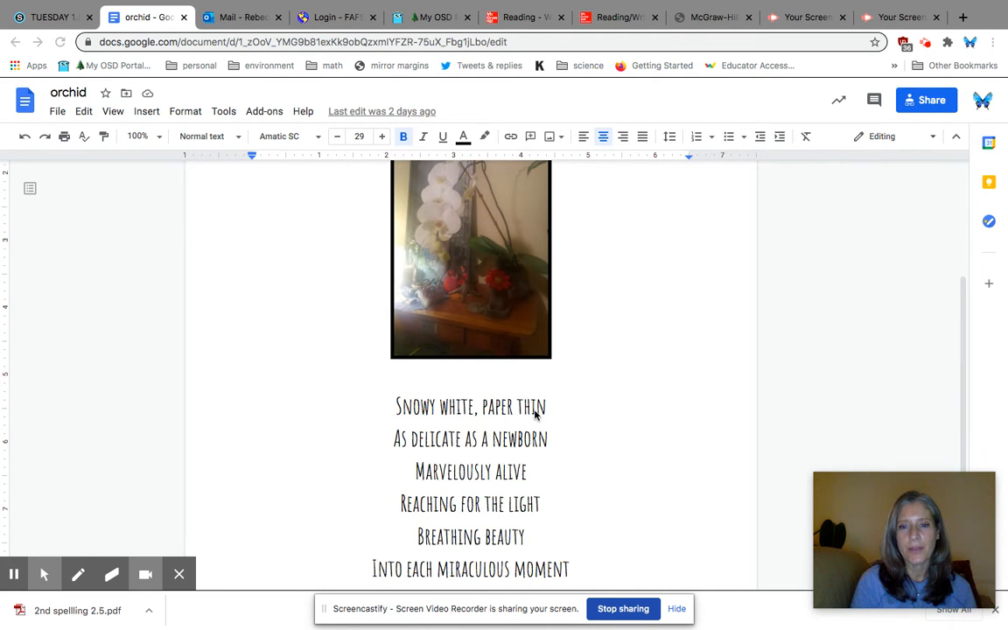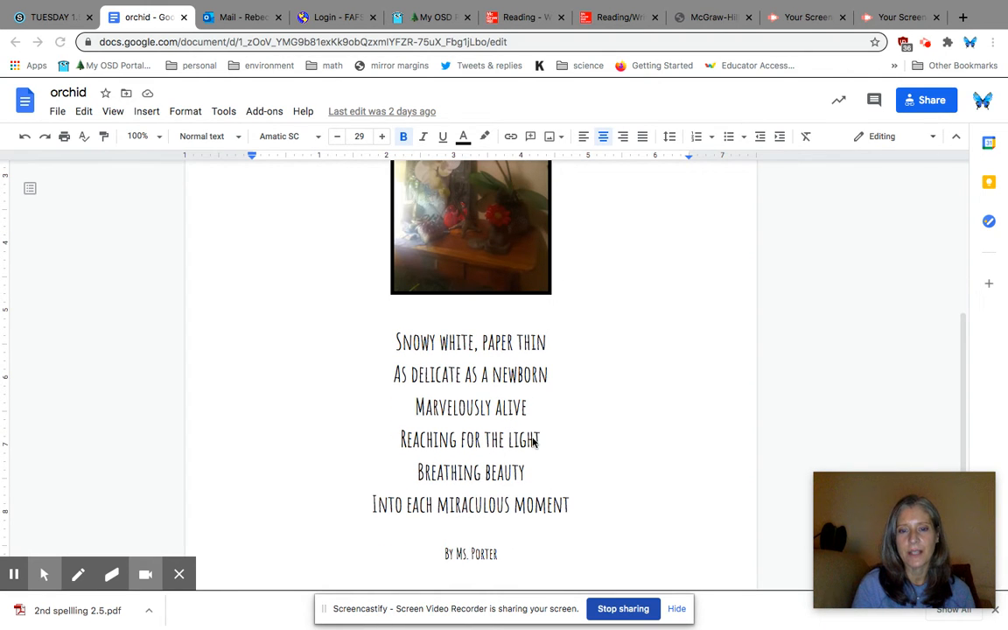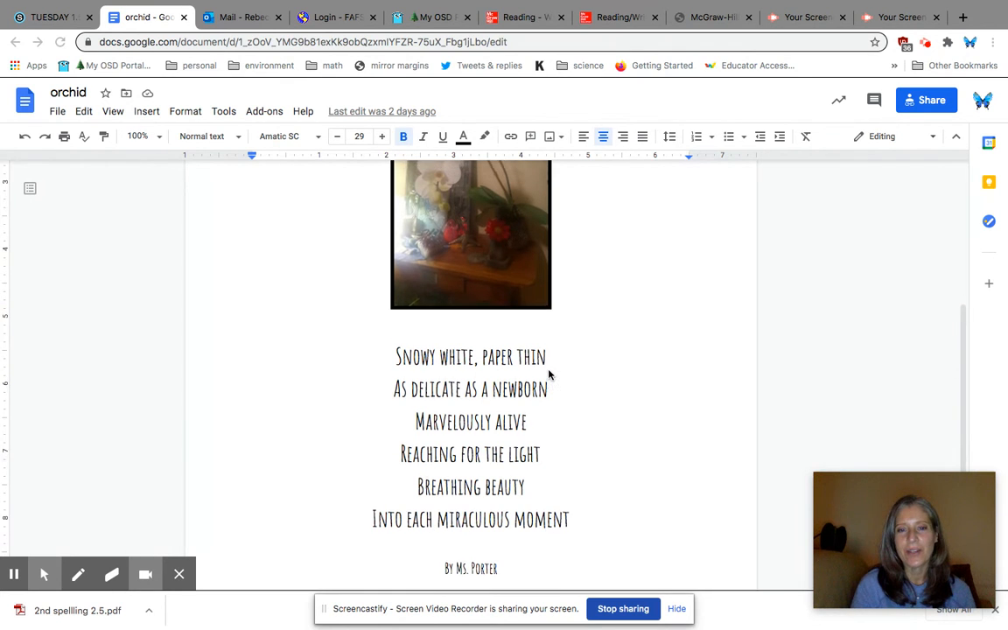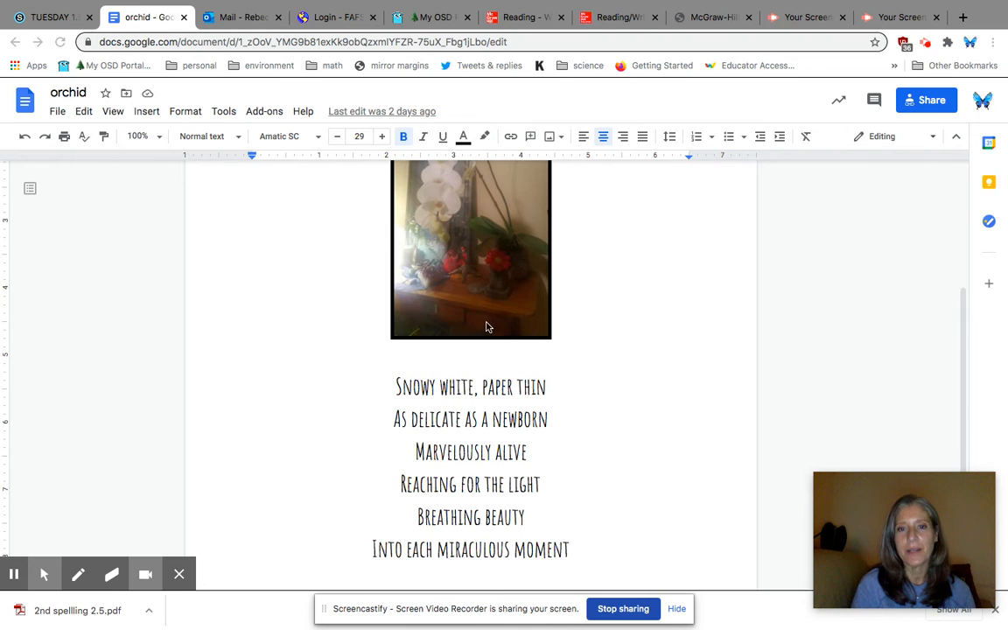Snowy white, paper thin, as delicate as a newborn, marvelously alive, reaching for the light, breathing beauty into each miraculous moment. So here's my simile. I'm comparing the orchid to a newborn baby, as delicate as a newborn.